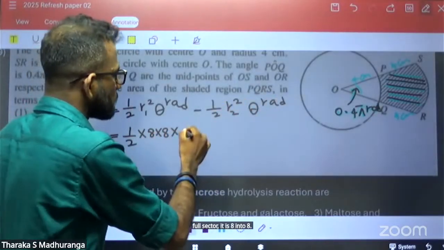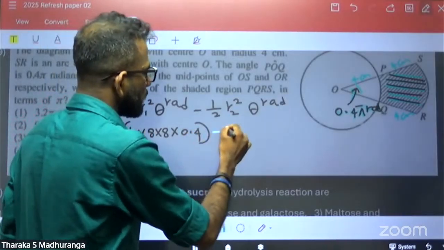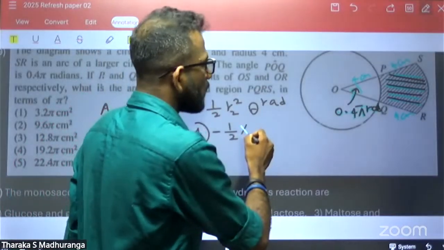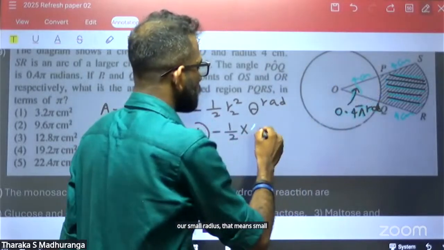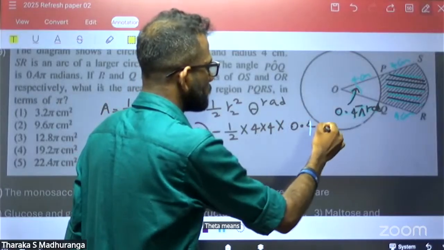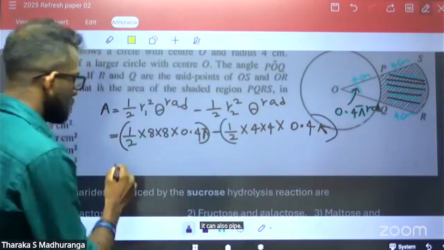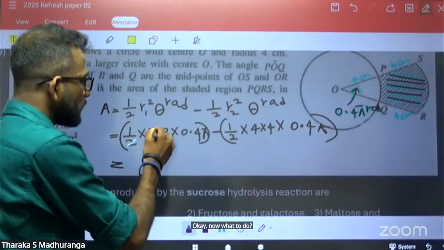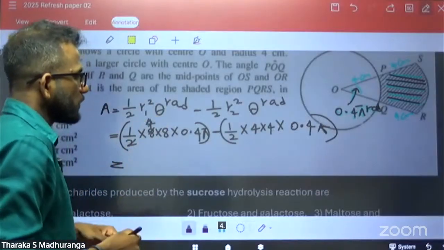theta equals 0.4, minus half r small radius, that means small part radius, 4 into 4, theta means 0.4, that one also. Okay, now what to do? 2 to 8 cancel out, it is 4. 4 into 8, it is 32.